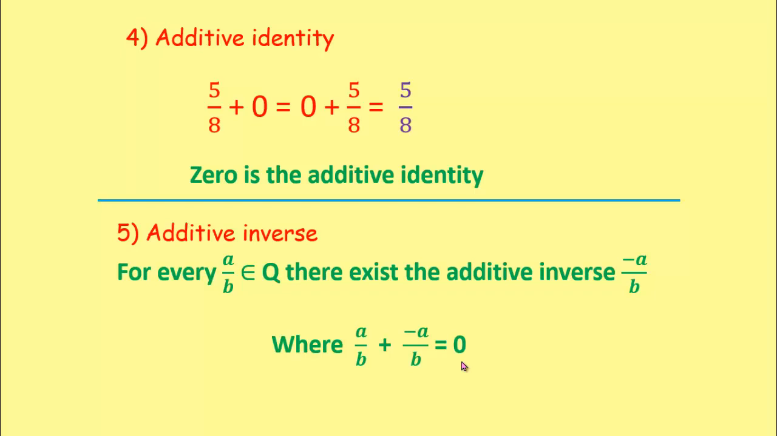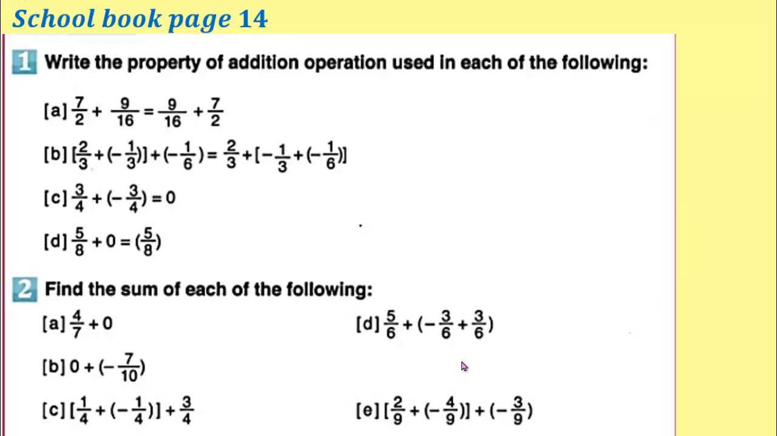And those are the 5 properties in addition and subtraction that we have studied previously in Z, and we are going now to apply them in Q. Let's now open our school book, page 14, write today's date, and let's answer question number 1.